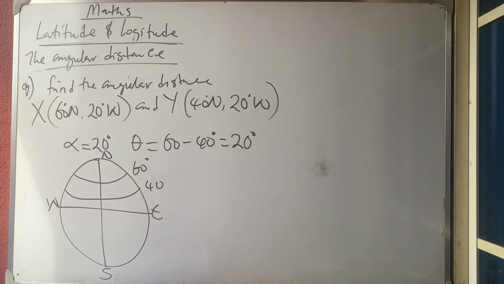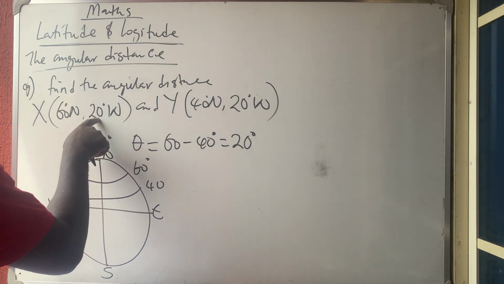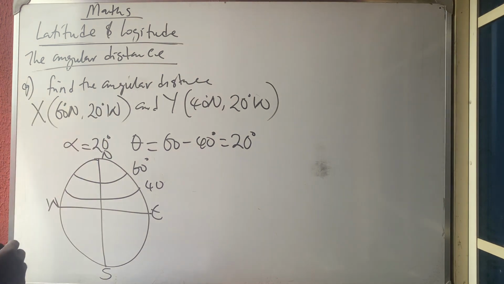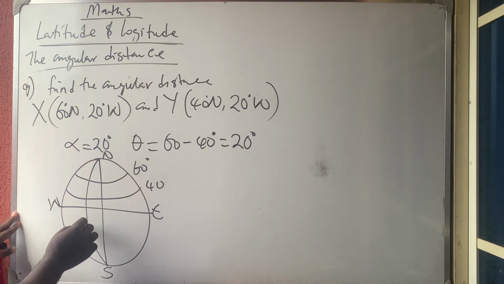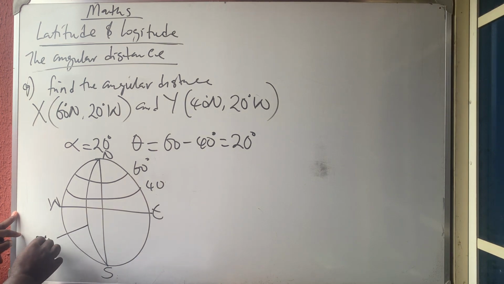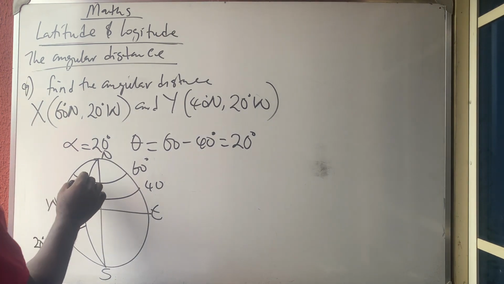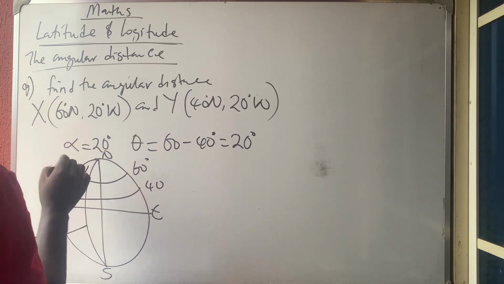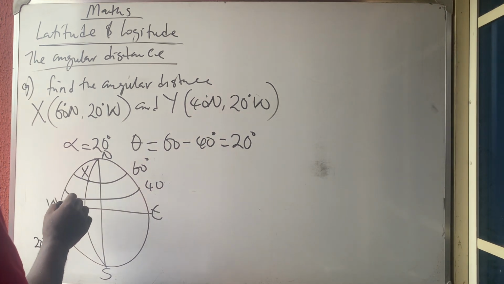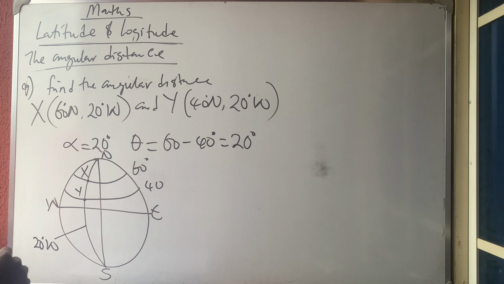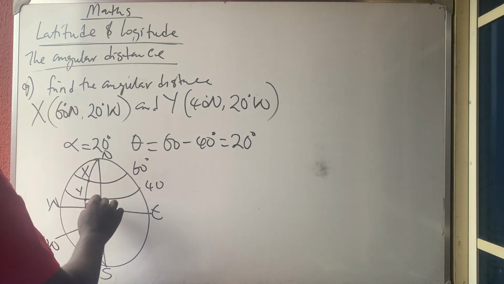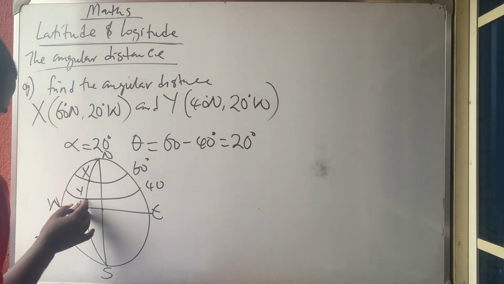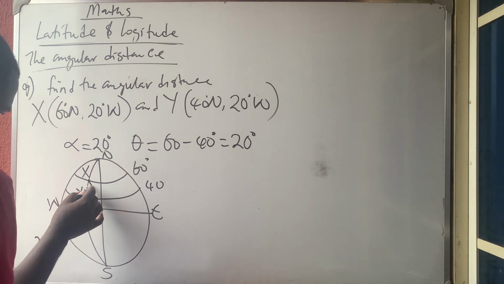Now let's do the next one. The next one we have is 20 degrees west. West is on the left hand side, so I draw my 20 degrees and call it 20 degrees west. This is the point they met. This is my point X, and this is my point Y. Tracing both of them to the middle, I trace this one to this middle and this one to this middle.